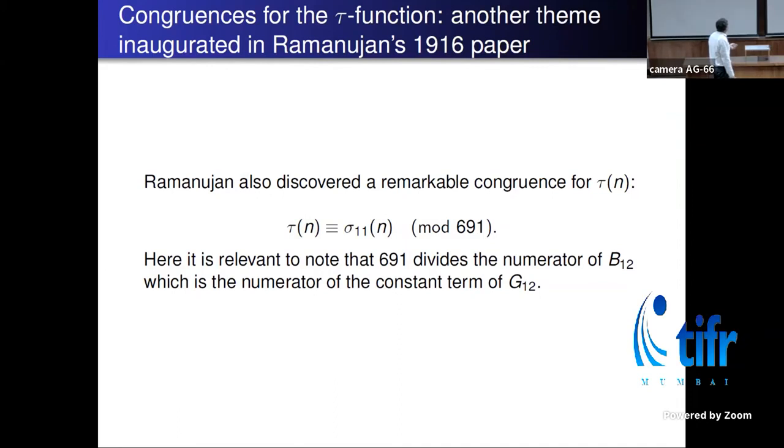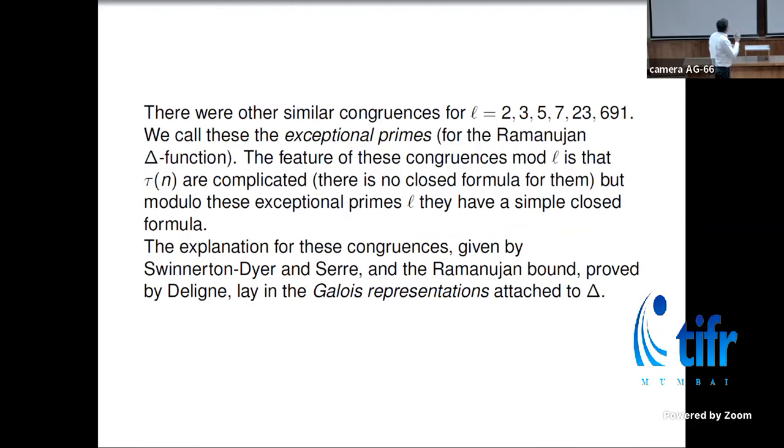Okay, so this congruence also, I think in some sense, directly played a role in the developments which led to Serre formulating his conjecture. After Ramanujan, several English and Indian mathematicians wrote down similar congruences for primes 2, 3, 5, 7, 23, 691. So 6 of these primes.